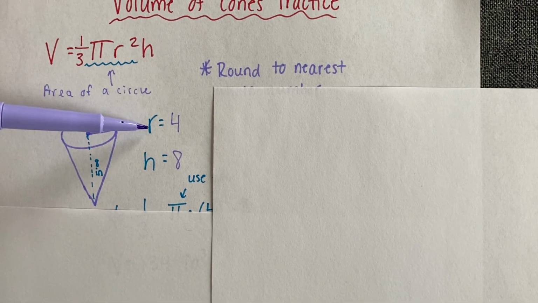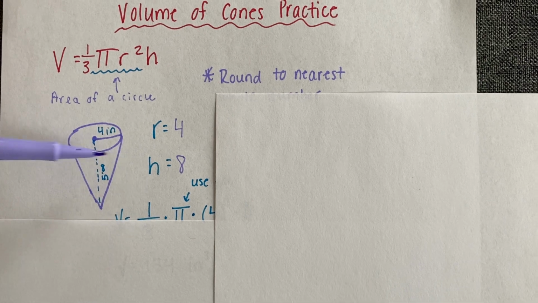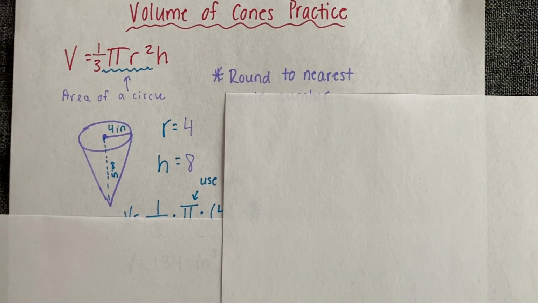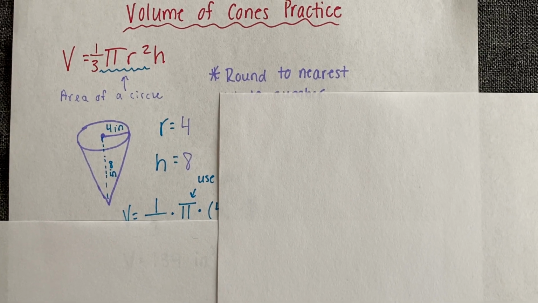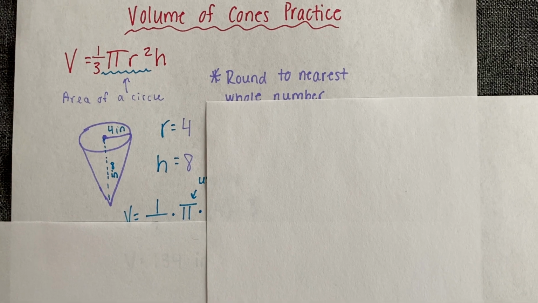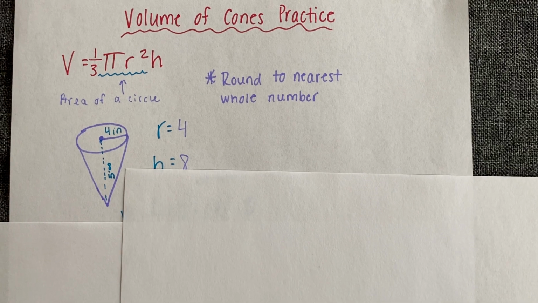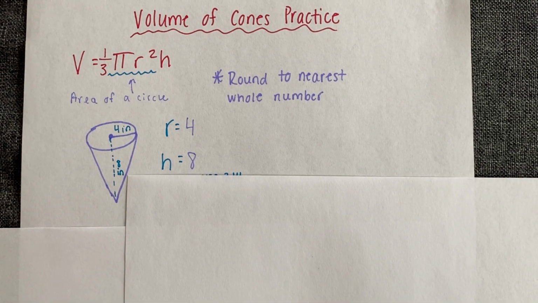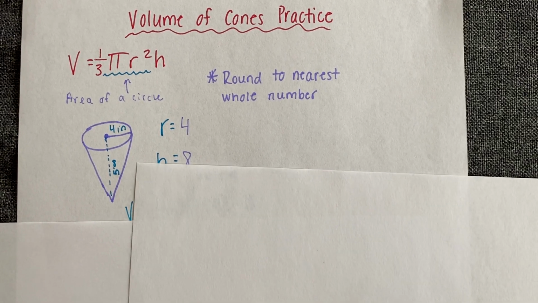That is my R value. That will go in right here. And this is my H value. My 8 will go in for the height. We're also going to use 3.14 as our pi in the equation. So if I were to type in my equation, what would it look like? What would I type to get my equation?